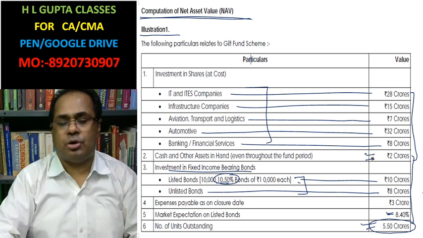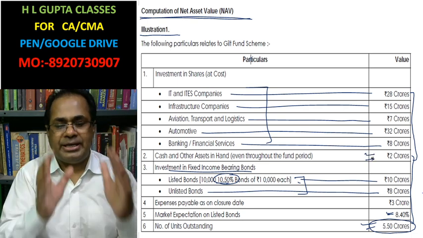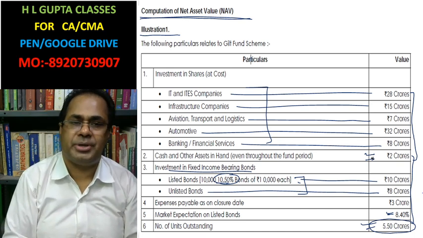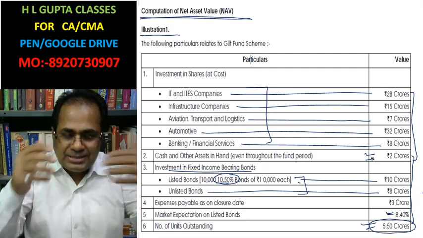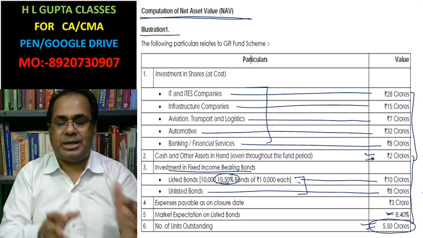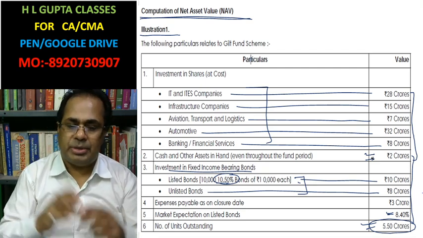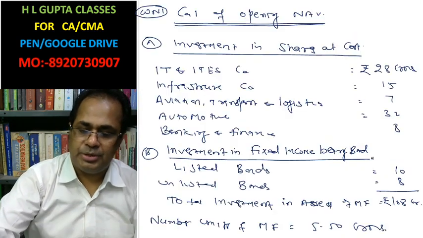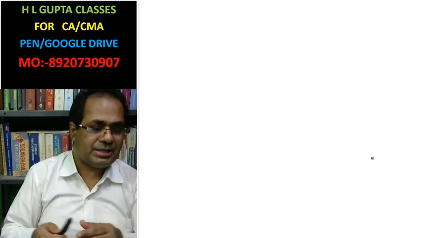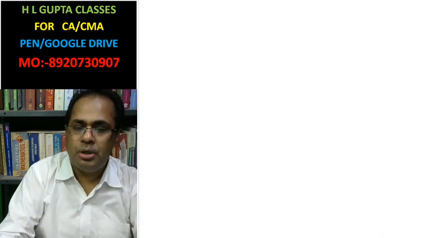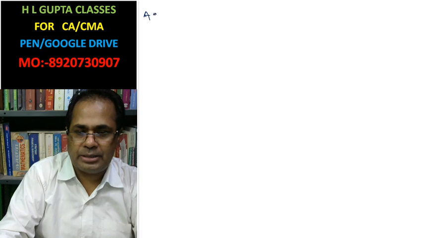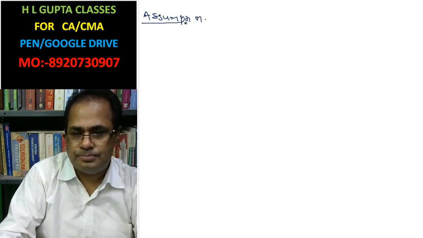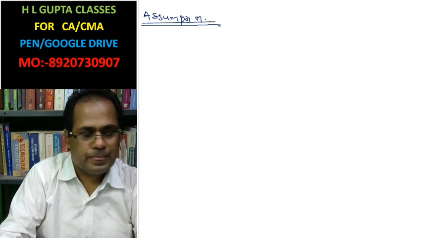Why I have not taken it? Because it is assumed that this cash and other assets in hand, even throughout the fund's period, arise after investing, and this will arise at the end. This arises due to investments. Okay, it was not there at the beginning. So that assumption you can write here. What assumption have I taken?